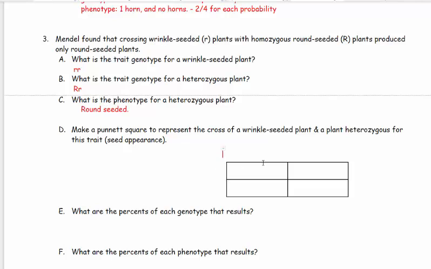Okay. Letter D. Make a Punnett square to represent the cross of the wrinkle-seeded plant with a plant heterozygous for this trait. So this is going to get familiar once again. I'll put the heterozygous on top, the homozygous wrinkle-seeded plant on the side. This should be predictable to you by now.